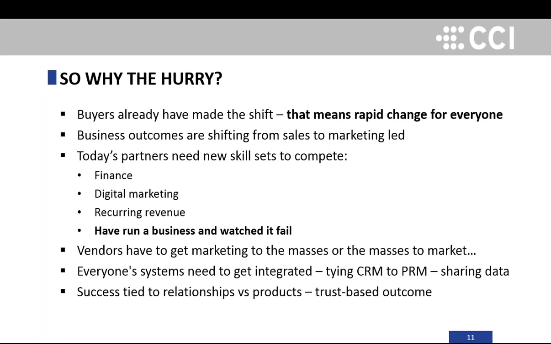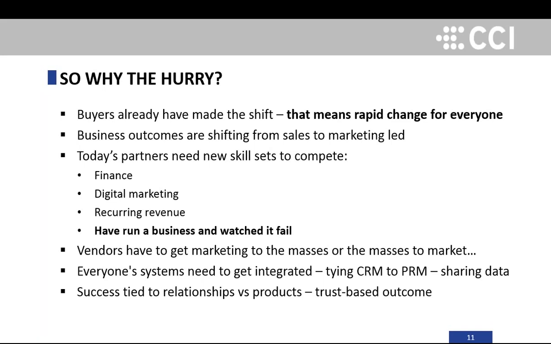And then when you get to the vendors, oh, wow, one of the biggest challenges vendors have is, how do I get marketing to the masses? Sal talks a lot about how you can make it low touch, high volume. So how do you create marketing for partners that doesn't bury you and allows them to get where they need to go? And then everyone's systems need to be integrated. One of the things we'll touch upon further down the road is that there's going to be a lot of tie-in of CRMs to PRMs. There needs to be a lot of sharing of data, and obviously there's a lot of angst that goes with that.